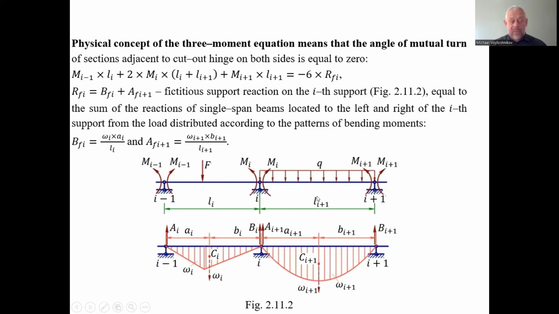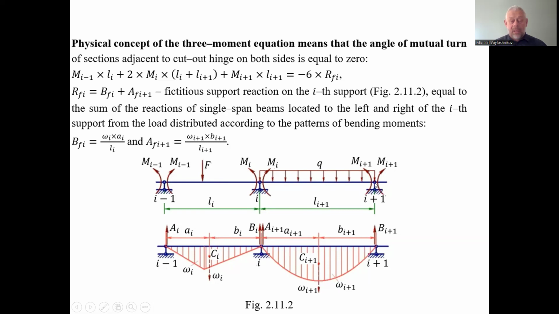Left one and the right one span lenses for the definite supporting link I, and this hinge installed for the main system statically definable corresponded to the statically indefinable assigned system. Plus the product of the moment on the right one.